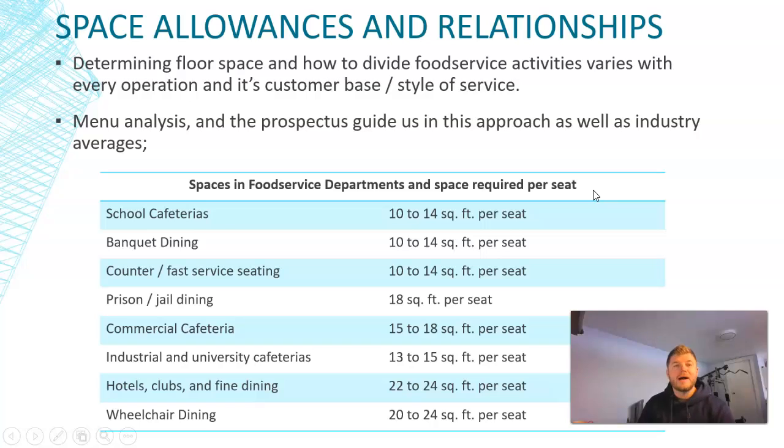So when you are developing space allowances and relationships, you must determine the floor space that will be required for a food service activity. And we have to take a look at what style of food service activity. From my experience, a lot of food service activity in long-term care and retirement homes is more almost like a restaurant style where you have a lot of seating. People have set seating ideas of where they want to go. It's very routine based, and it's table service.